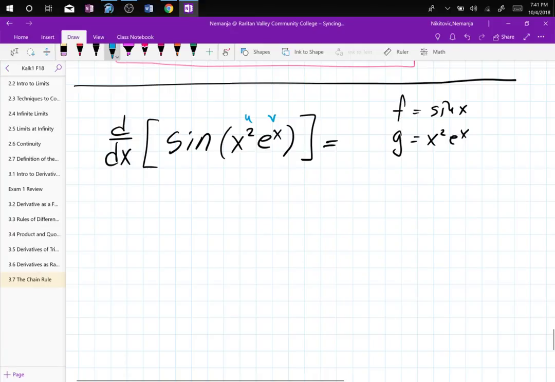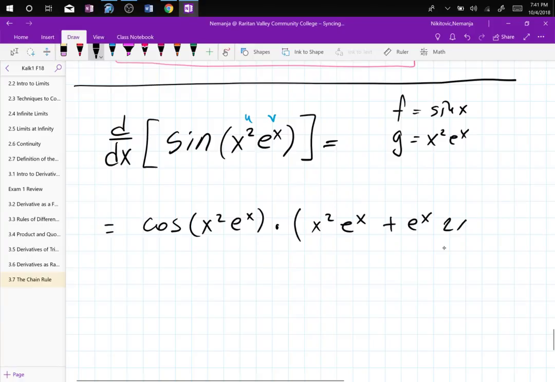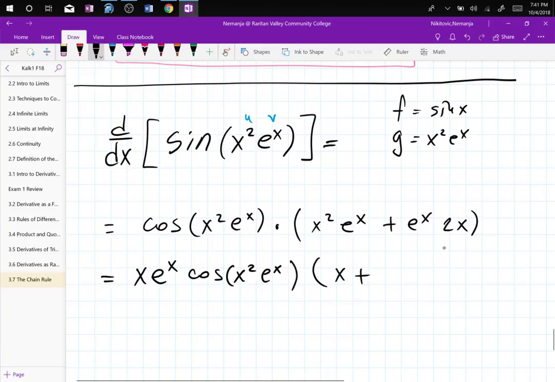Right? So the derivative of sine is cosine of x squared e to the x, and now times, and I have to have a product rule here. And the product rule is copy the first, x squared times e to the x derivative plus e to the x times 2x. I can kick out x e to the x cosine x squared e to the x. What's left is x plus 2, right? Is that good? All right, fine.